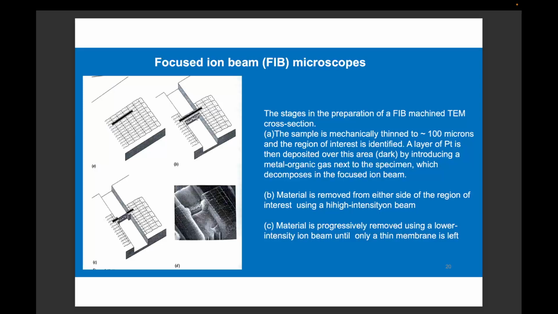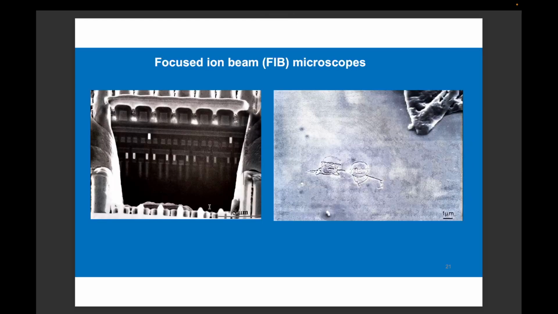After that we remove one side of this specimen. That is called side cutting. Then we finally do the bottom. Finally we remove the bottom part also, and then we take it out with the help of a nano manipulator. Okay, so by using this we can take out an extremely small sample.